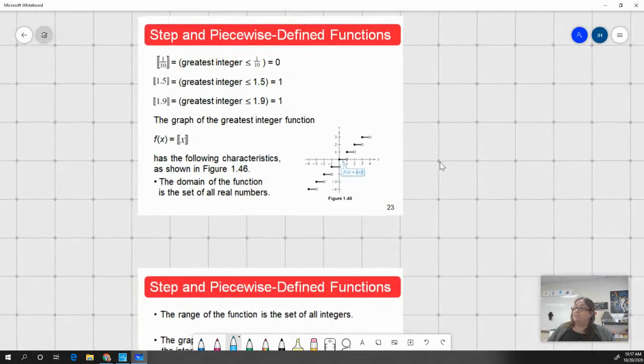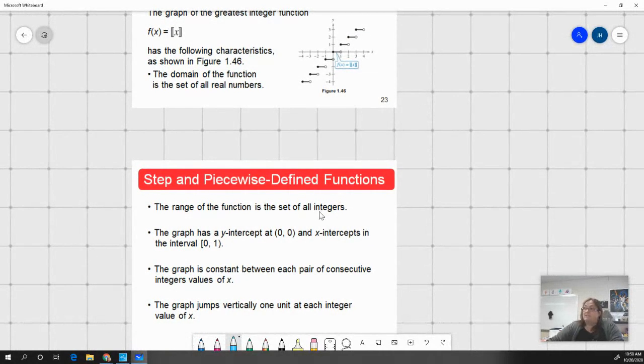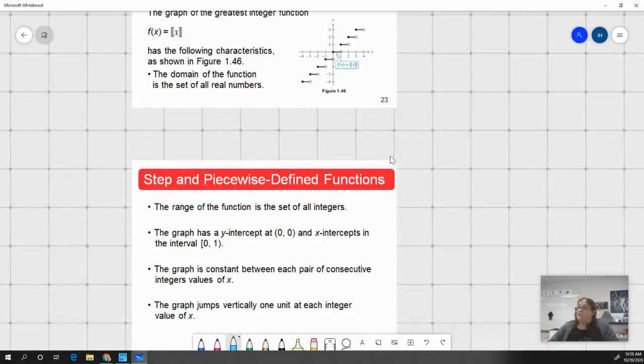The domain of the function is still all real numbers, right? We can make x anything. We just know that their y is going to be whatever the lesser integer is. The range is the set of all integers, right? We're not going to have any fractional solutions in the y, because everything has to be a whole number. It's going to the lesser integer, right? Notice there's nothing in between these on the up and down. We can have any x value, but we can't have just any y value.